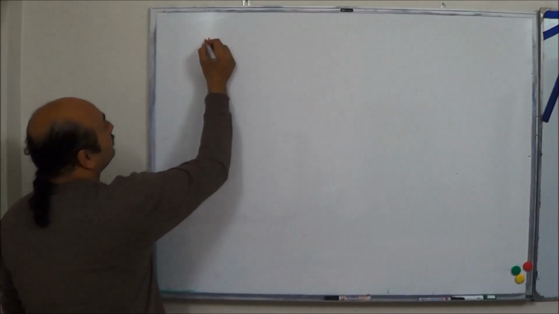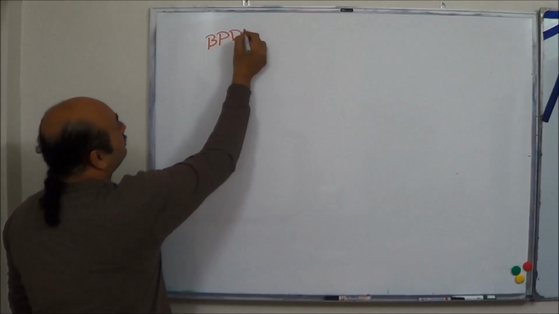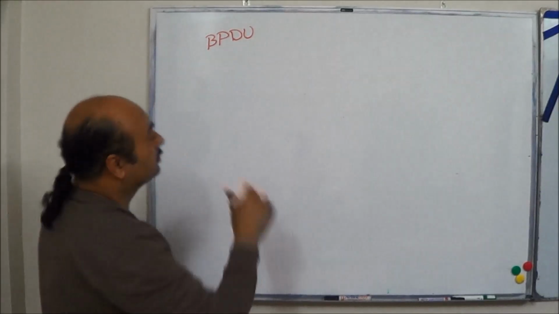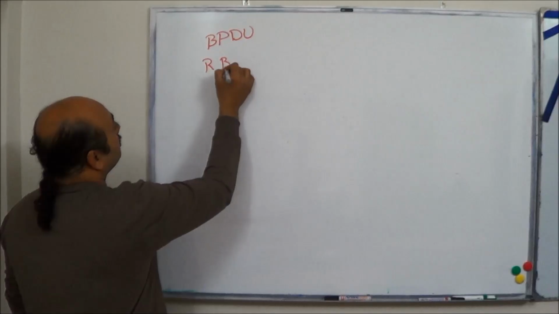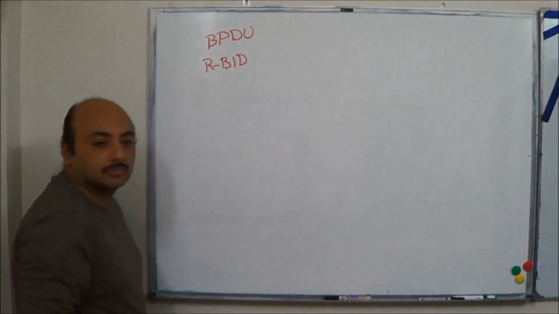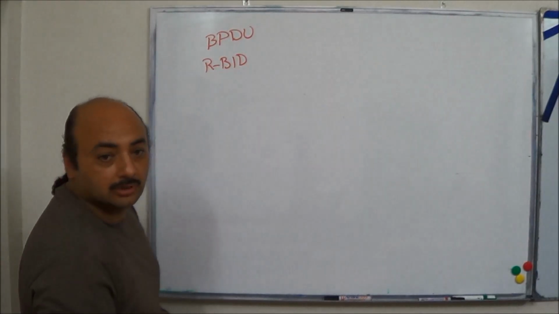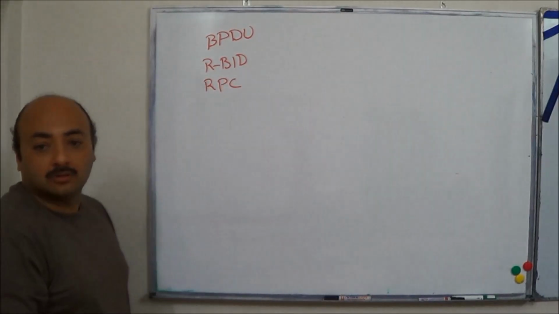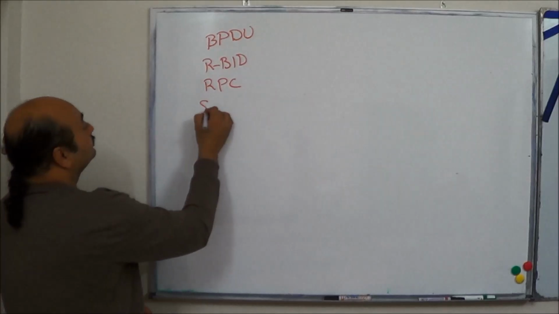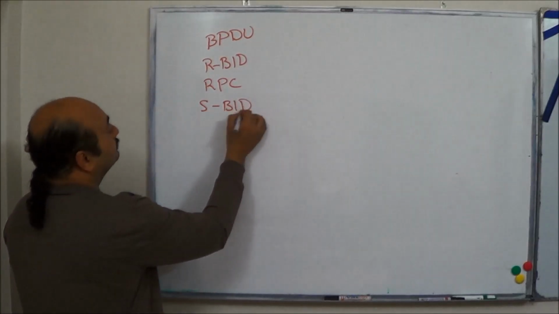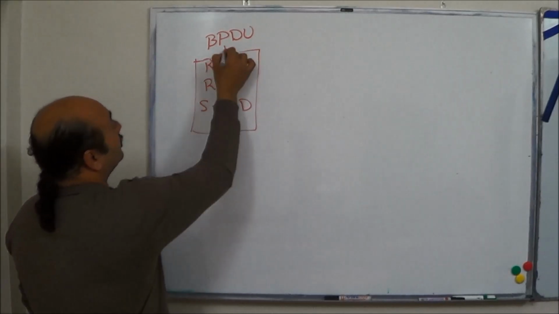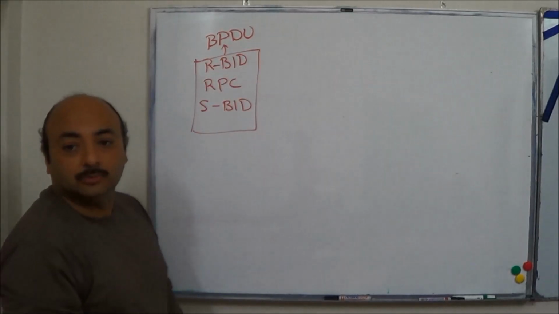Quickly recap. First term, bridge protocol data unit. Root bridge ID. Root path cost. Sender bridge ID. Now these are part of what? This BPDU.